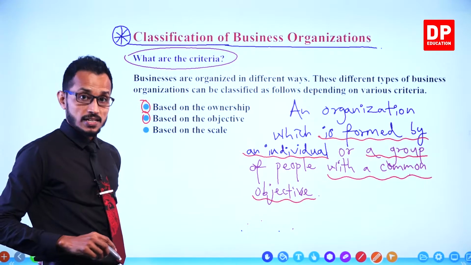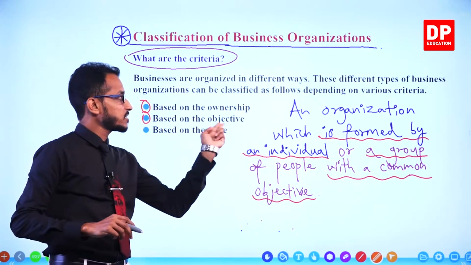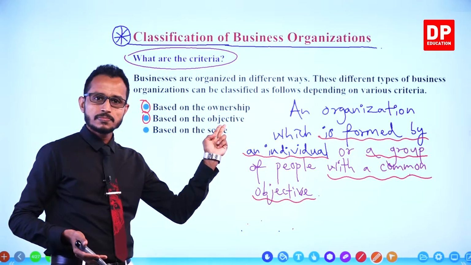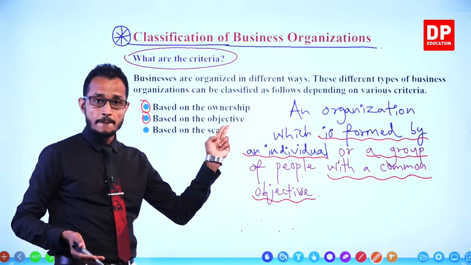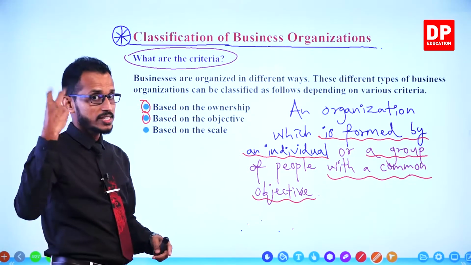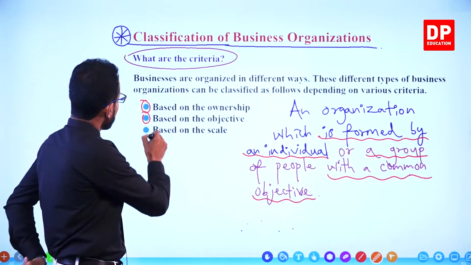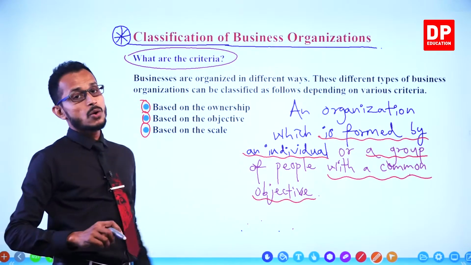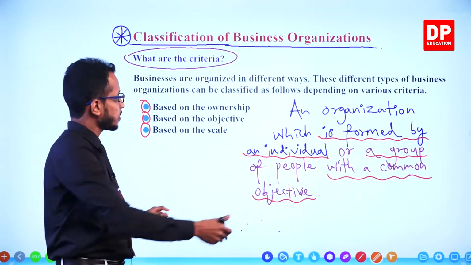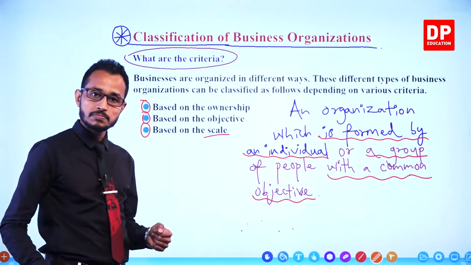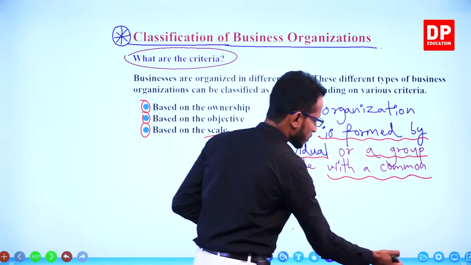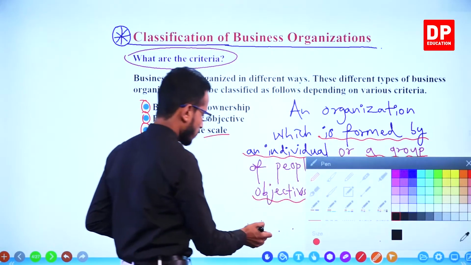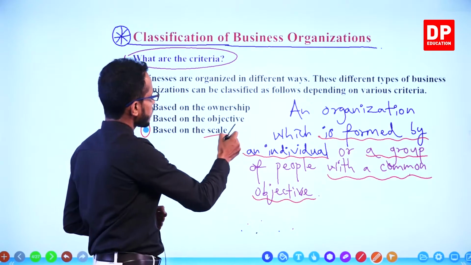Secondly, we are going to classify looking at the objective of businesses, right? That is the second criteria. Third, again, we are going to classify by looking at the scale. Scale means size. Size.